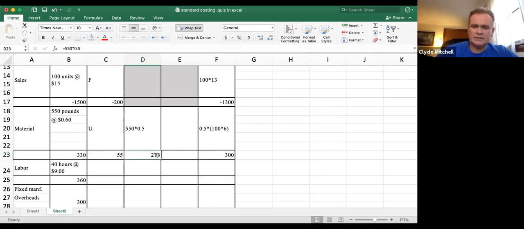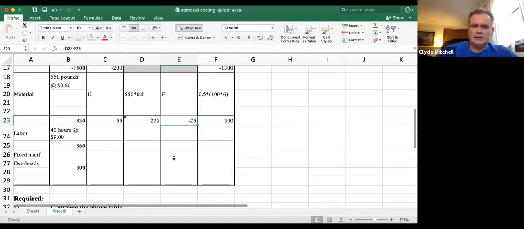Let's look at the difference. We have, on this side on the left here, actual minus the standard, a total of 25 negative. It's favorable. Why is it favorable? Because this side, which is closer to the actual, is less than the standard. In other words, less than what it should be. And we are happy if our costs are less than what they should be.